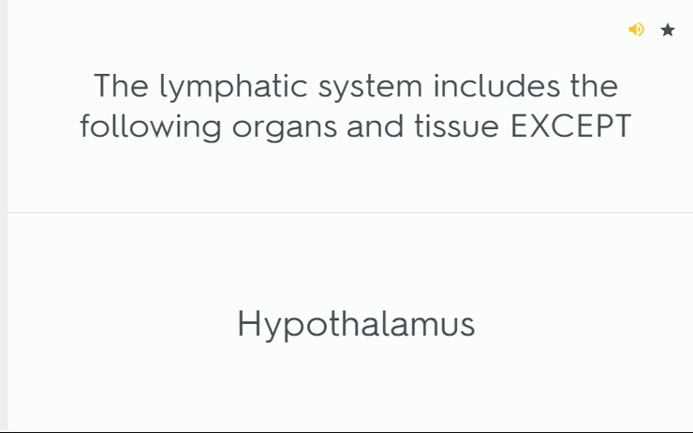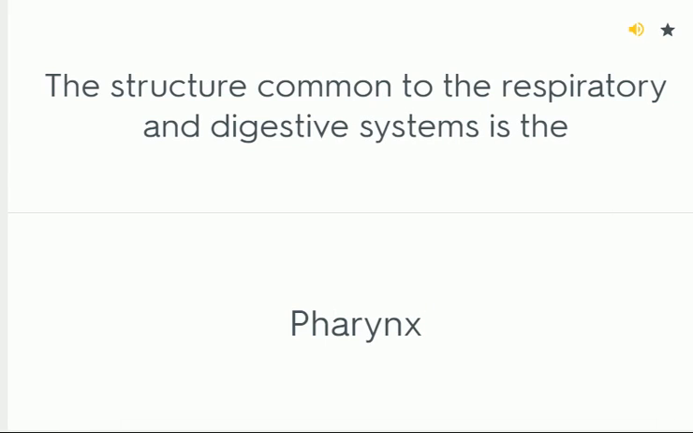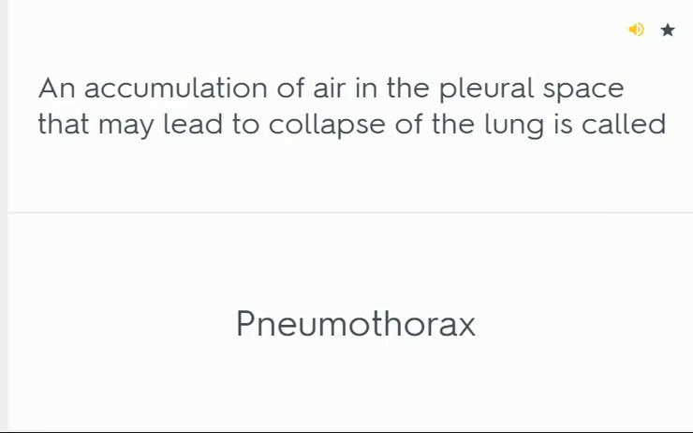The lymphatic system includes the following organs and tissue except hypothalamus. The process in which white blood cells take in and destroy waste and foreign material is called phagocytosis. The structure common to the respiratory and digestive systems is the pharynx. An accumulation of air in the pleural space that may lead to collapse of the lung is called pneumothorax.